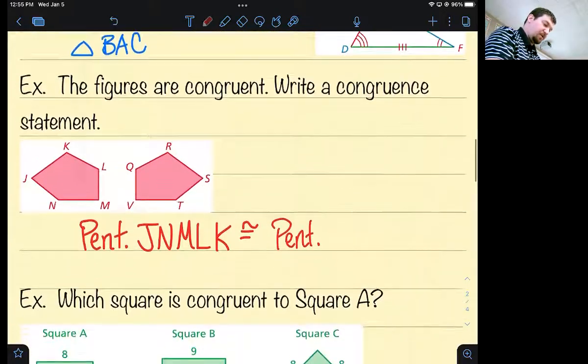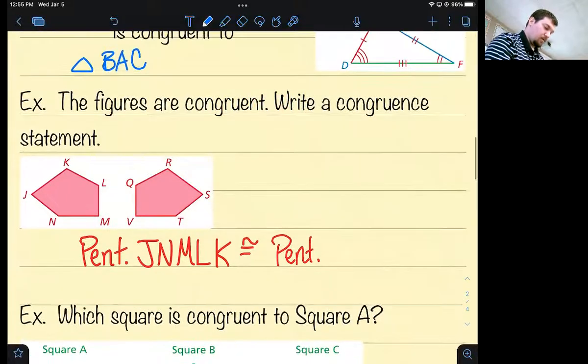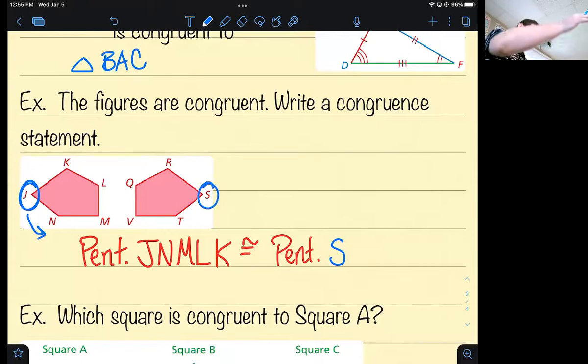So she started with J. What angle on the other pentagon corresponds with J? Go ahead, Julia. It's S. And then because she went this way, what direction do you think we should go starting at S over here? Should we go, what would this be? Clockwise or counterclockwise? Yes.